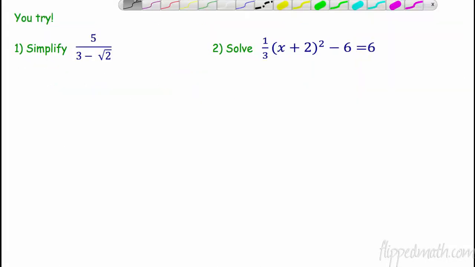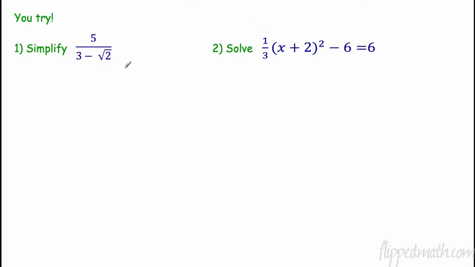So pause the video, do these two. Alright, here we go. So I need to multiply by the conjugate on this one, on top and bottom, and I have minus, so I'm going to do 3 plus radical 2, top and bottom.